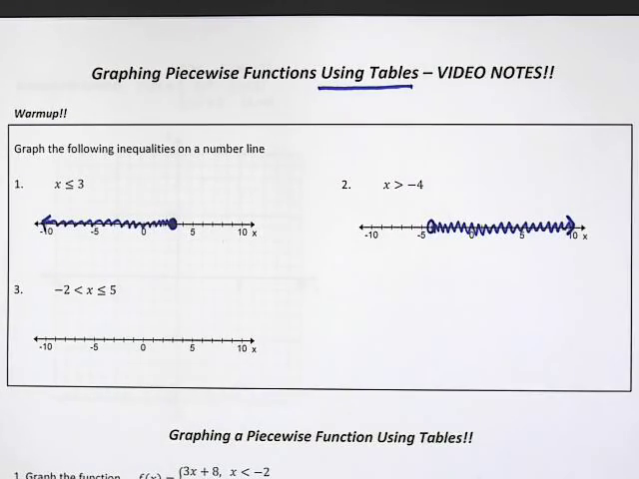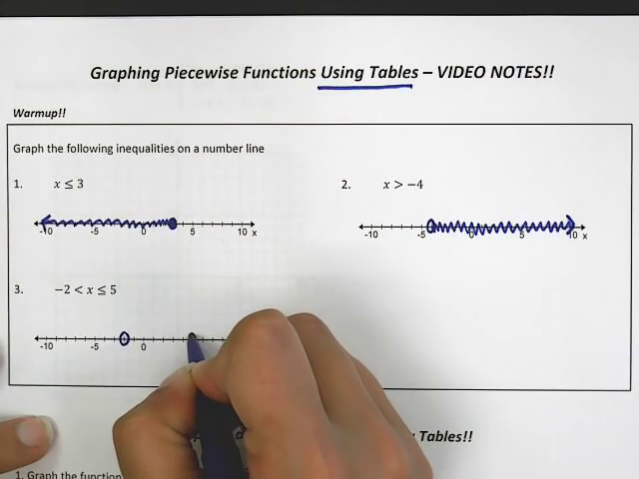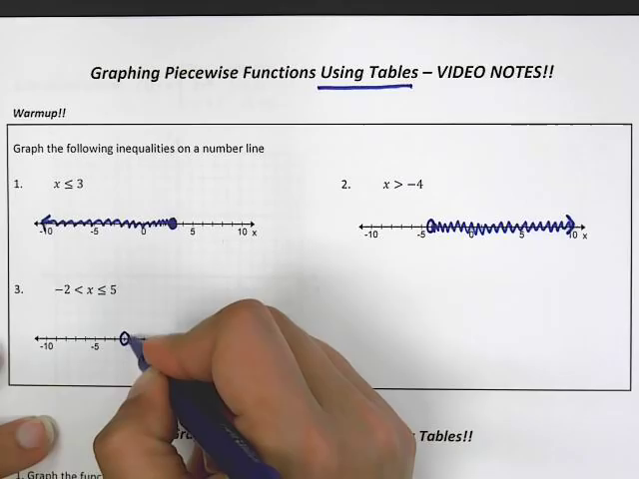And if we wanted to graph the inequality -2 is less than x, which is less than or equal to 5, we would put an open circle on the -2 and a closed circle on the +5, and we would shade in between.